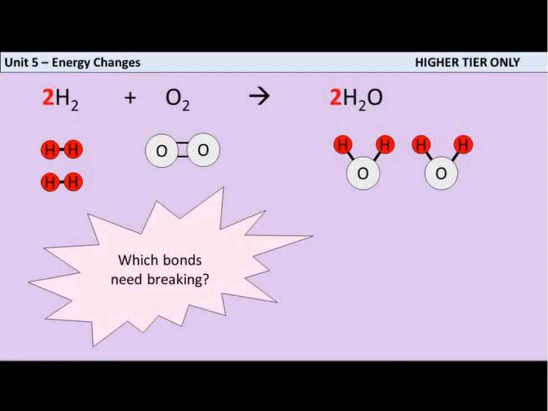And I should probably also point out that if you're given the value for a double bond, that is the amount of energy to break the whole double bond. Sometimes you'll see people going, oh, it's a double bond, I need to put it in there twice, but that's not something you need to do.